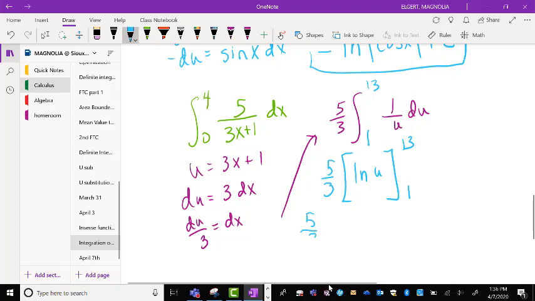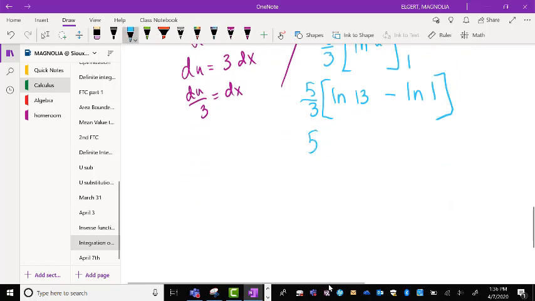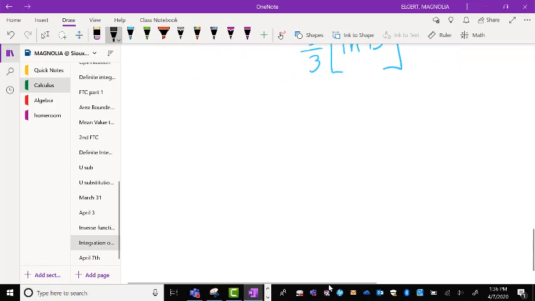So I'd get 5/3 times the natural log of 13 minus the natural log of 1. Bonus points. Who knows what the natural log of 1 is? It's 0. So this is my answer. Again, you can get a decimal approximation, but that's what your answer would be. Let's try one more. This one's kind of a funky u sub one. Let's go 1 to e. That's right, e's a number, of 1 plus the natural log of x squared over x dx.